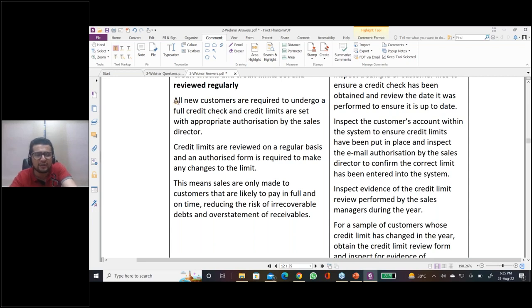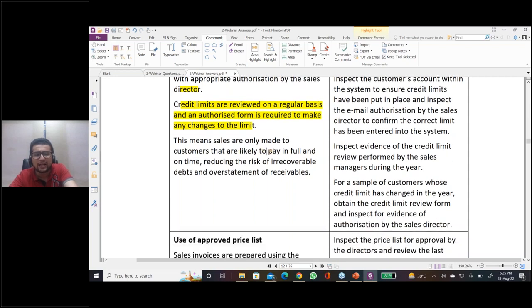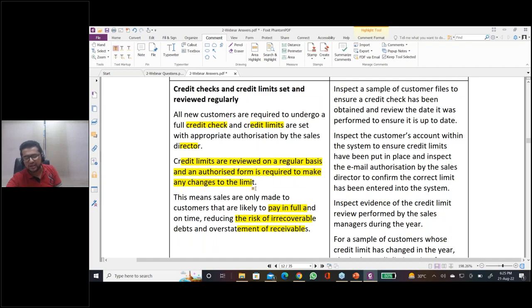So just read the answer. All new customers are required to undergo a full credit check. That's all copied from the question. And the credit limits with appropriate authorization by the director. So this is all credit limits. Skip this part. This means sales are only made to customers that are likely to pay in full and on time, reducing the risk of irrecoverable debts and overstatement of receivables. So this is a fantastic control.